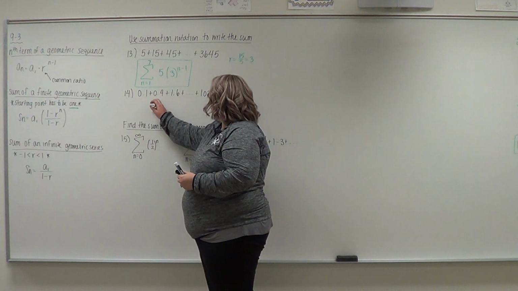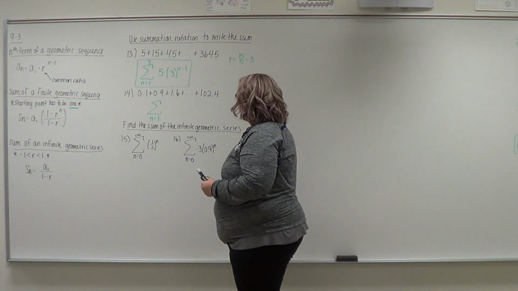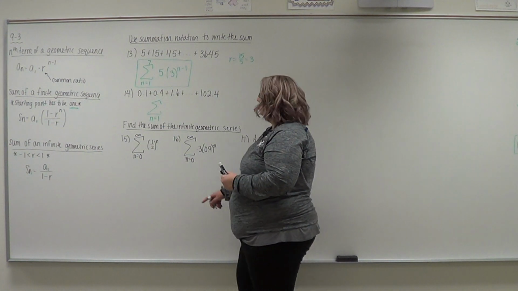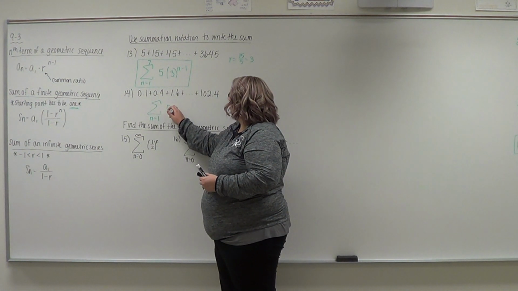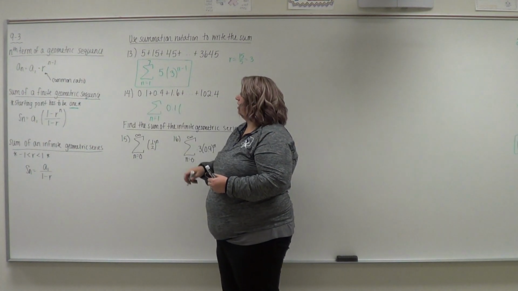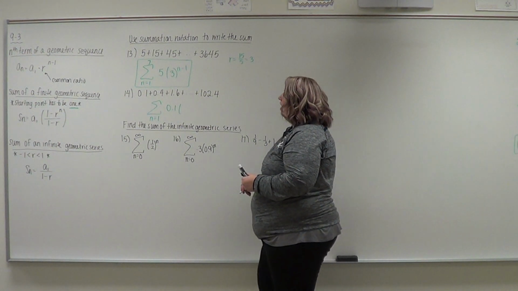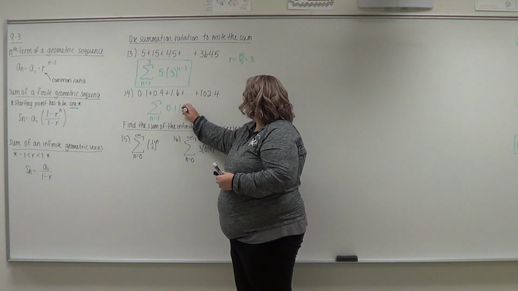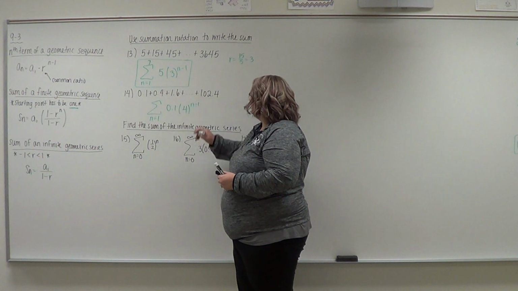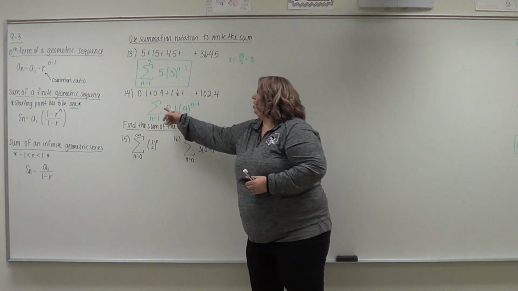Okay, same thing on this one. Summation, you know we're going to start at 1. My first term is 0.1. Okay, R: figure out what you multiply by to get to the next term. If you can't do it in your head, you would take 0.4 divided by 0.1, and you're going to get 4 to the n minus 1.